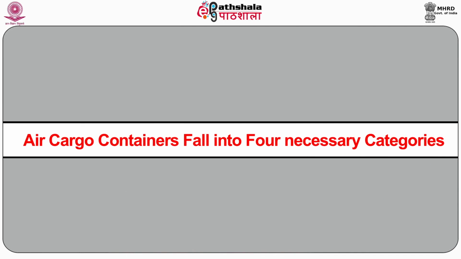Air cargo containers broadly fall into four necessary categories. First, air cargo pallets. Second, contoured air cargo containers. Third, lower deck containers. And finally, box type containers.